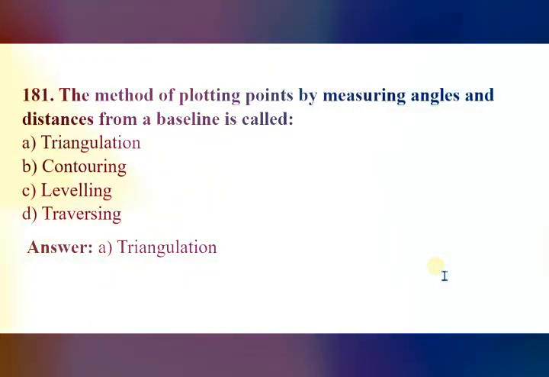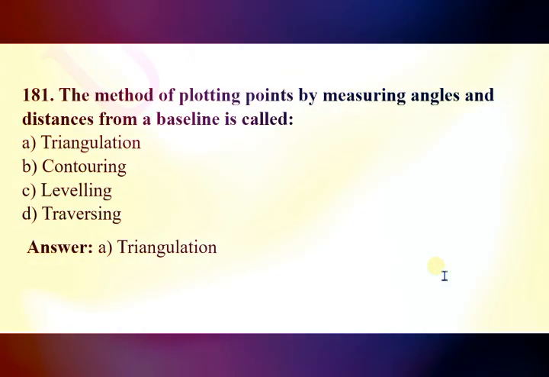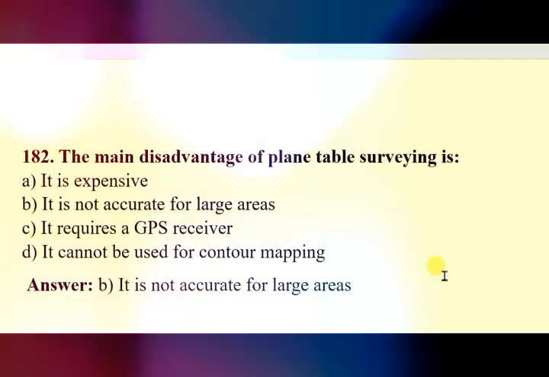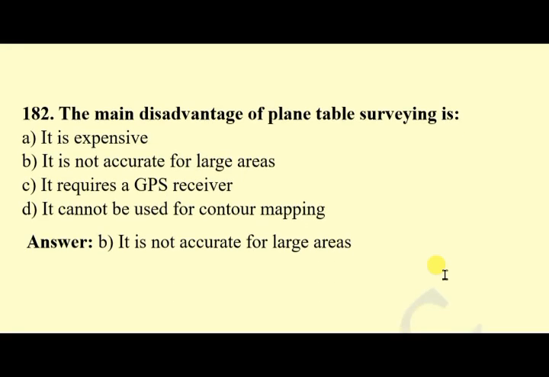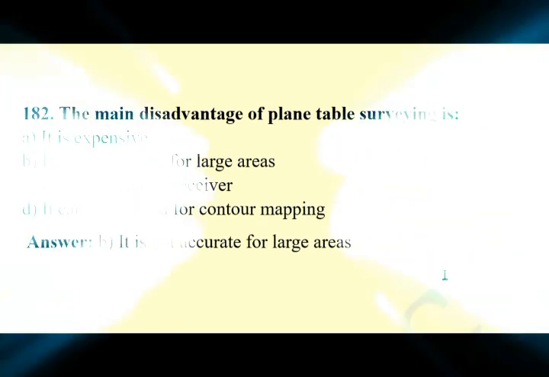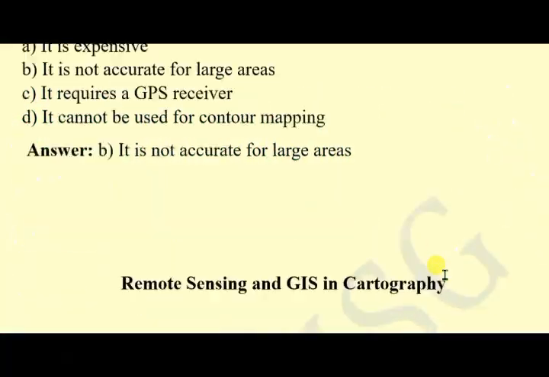Question 181. The method of plotting points by measuring angles and distances from a baseline is called triangulation, contouring, leveling, traversing. Here the right answer will be triangulation. Question 182. The main disadvantage of plane table surveying is it is expensive, it is not accurate for large areas, it requires a GPS receiver, it cannot be used for contour mapping. Here the right answer will be it is not accurate for large areas.